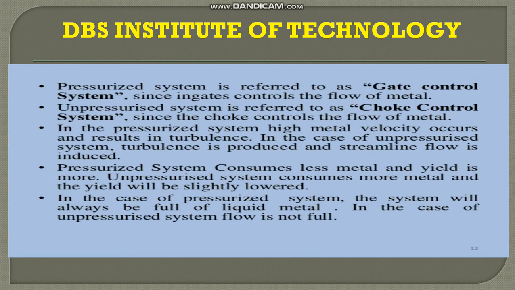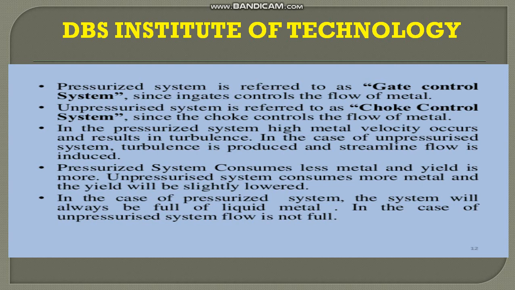Pressurized system is referred to as gate control system, since in-gates control the flow of metal. Unpressurized system is referred to as choke control system, since the choke controls the flow of metal. In the pressurized system, high metal velocity occurs and results in turbulence. In the case of unpressurized system, turbulence is reduced and streamline flow is induced.